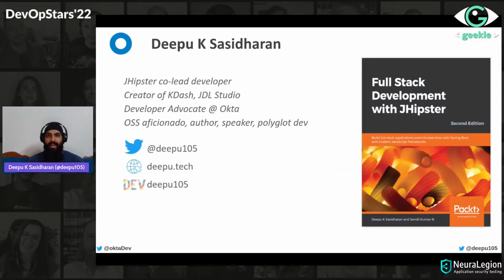Short introduction. My name is Deepu K Sasidharan. I'm the co-lead of JHipster. I also created a nifty dashboard called KDash for Kubernetes. I'm an open source aficionado and a polyglot developer. I primarily work with Java, Rust, JavaScript, and Go. I work as a developer advocate at Okta with a focus on DevOps.